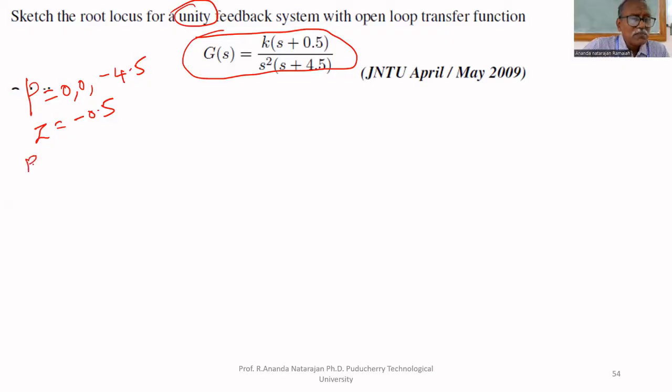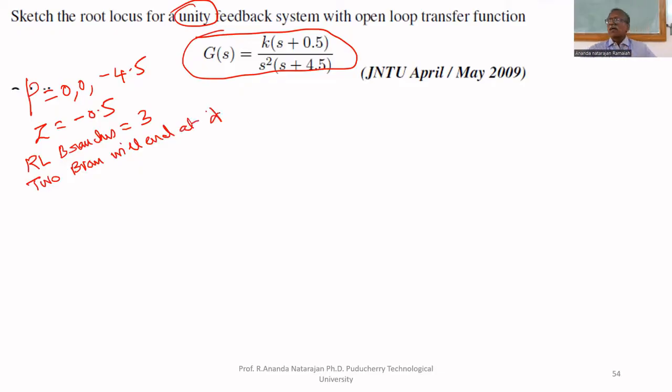So, number of root locus branches equal to 3. Two branches will end at infinity. Why? N minus M branches end at infinity. N equal to 3, M equal to 1. Therefore, 3 minus 1, 2 branches will end at infinity.